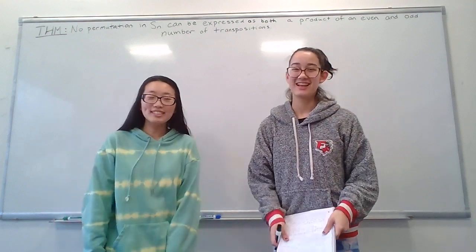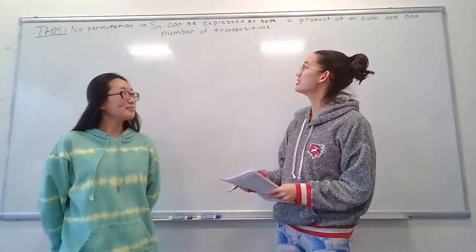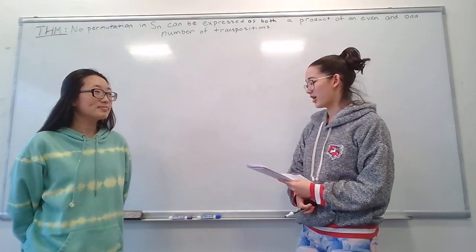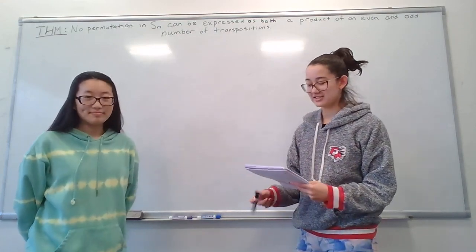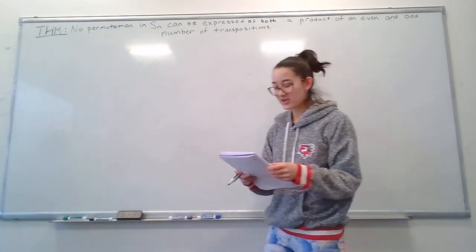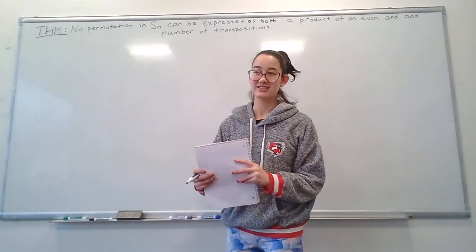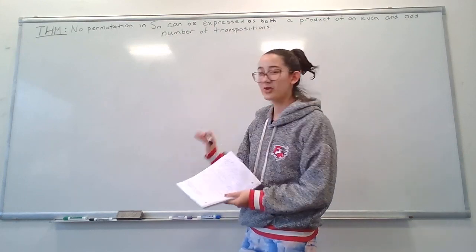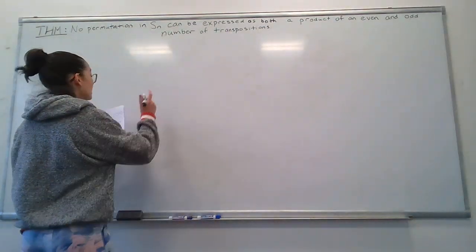Michaela and Ashley, and we're going to go over Theorem 9.5, which says that no permutation in Sn can be expressed both as a product of an even and odd number of transpositions. So for the first proof of this, we're going to take this from a linear algebra perspective. And before we get into the actual proof, let's go over the main idea.